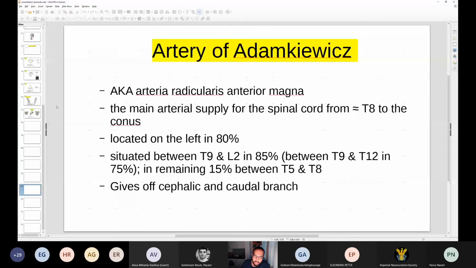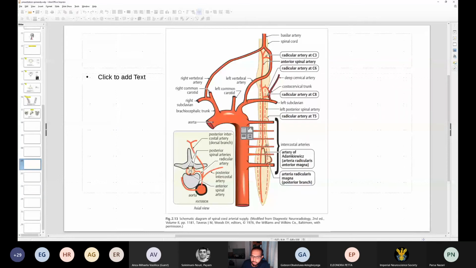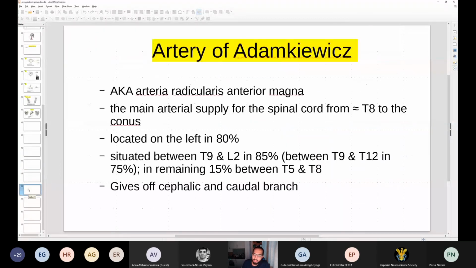Although it's located, sorry, I'm going back and forth. Although it's located at, say this is T8 and this is T9, so it's located from T9. It supplies this segment. It also supplies this segment of the spinal cord because it sends branches up as well as down. So in terms of supply of spinal cord segments, it starts at T8. However, the level where it's actually located starts at T9 in most people.